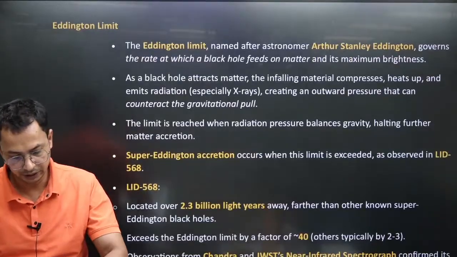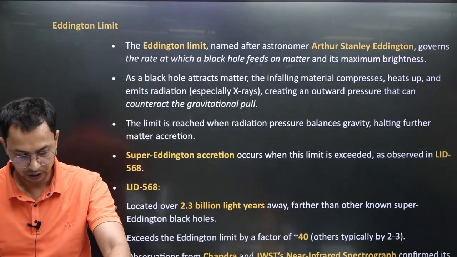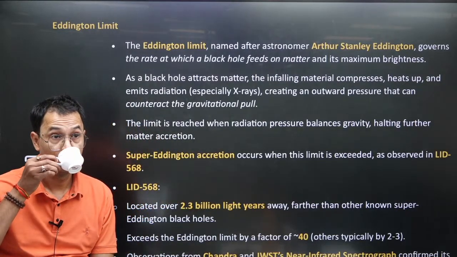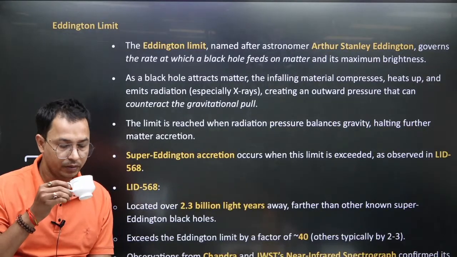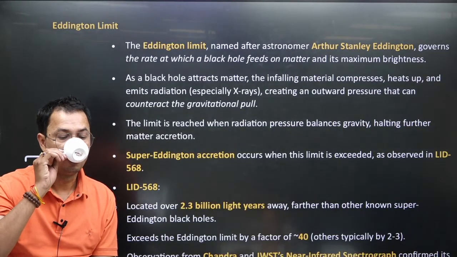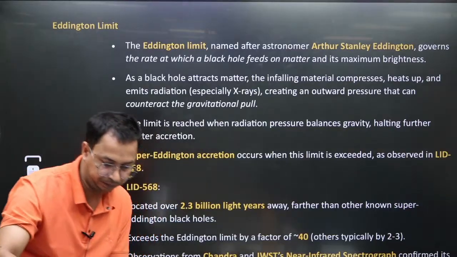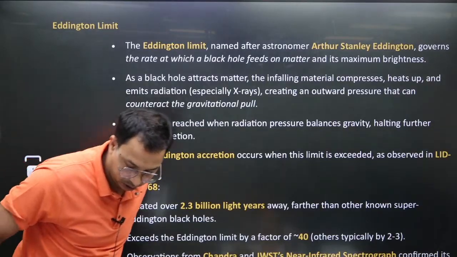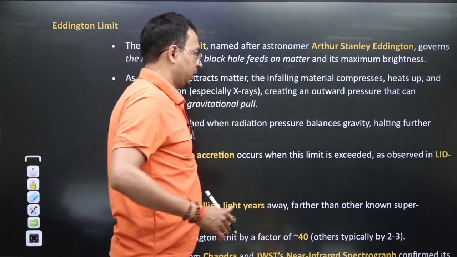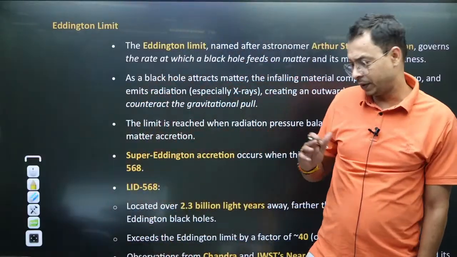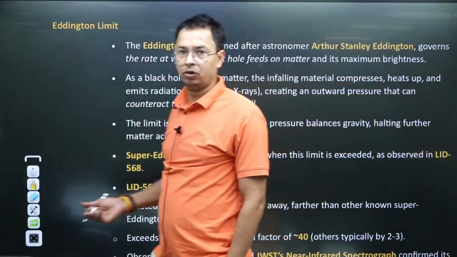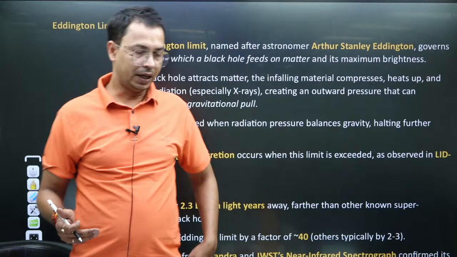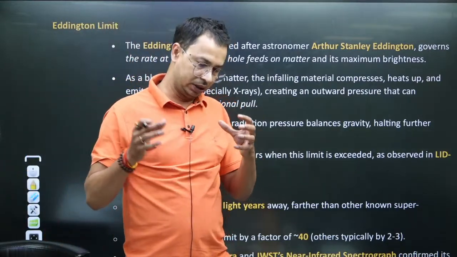Then the last topic of the day, that is the Eddington limit. What is this Eddington limit? So, the Eddington limit is how much matter a black hole can eat in a certain amount of time. This limit specifies how much matter can be eaten by a black hole in a certain specific time.